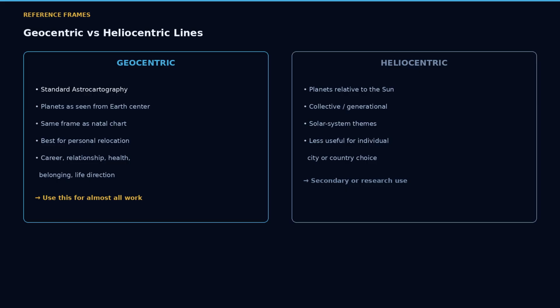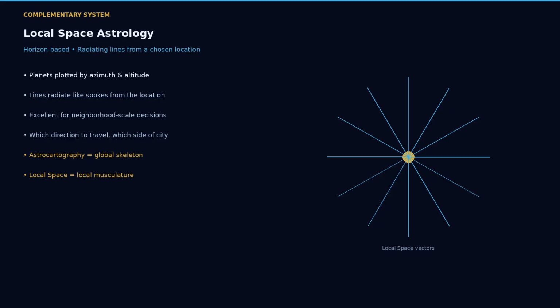Local space astrology is a distinct but complementary system. It uses the local horizon at a chosen location. From any place on Earth, you can cast a local space chart in which the planets are plotted by azimuth and altitude. The resulting lines radiate outward from that location like spokes. A planet on the local space ascendant is rising in that sky. A planet on the local space MC is culminating.